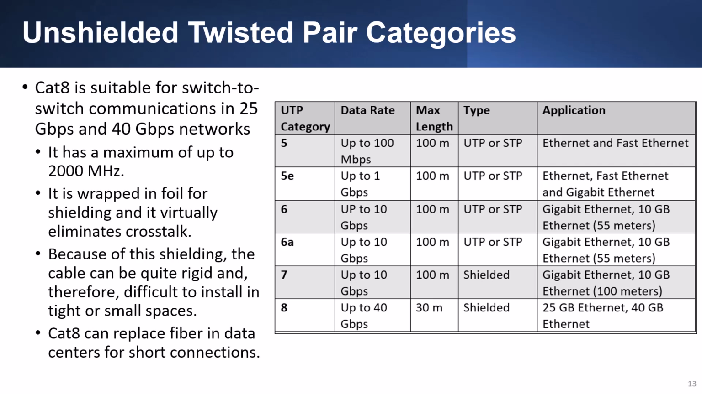Cat8 is suitable for switch-to-switch communications in 25 gigabits per second and 40 gigabits per second networks. It has a maximum of up to 2000 megahertz. It is wrapped in foil for shielding, and it virtually eliminates crosstalk. Because of this shielding, the cable can be quite rigid and therefore difficult to install in tight or small spaces. Cat8 can replace fiber in data centers for short connections.